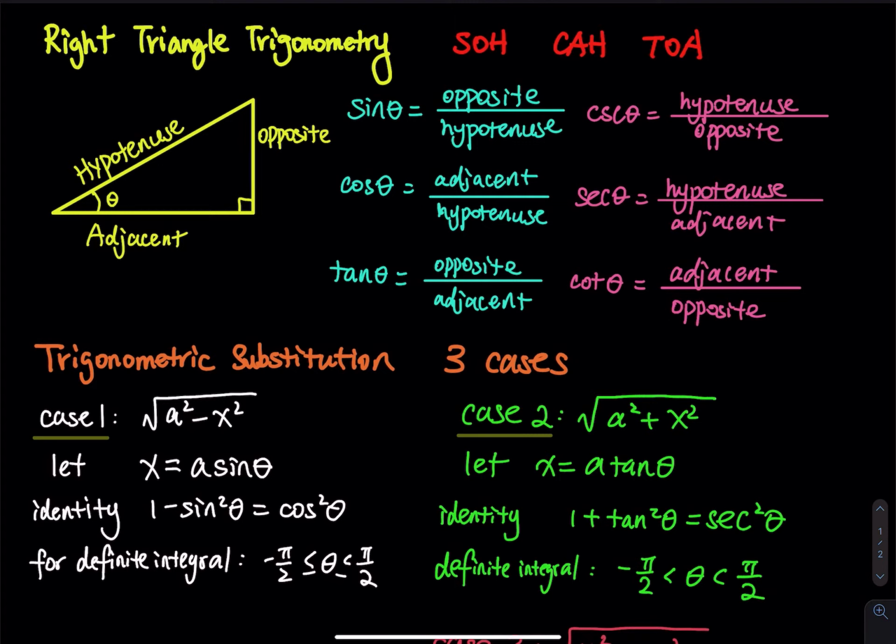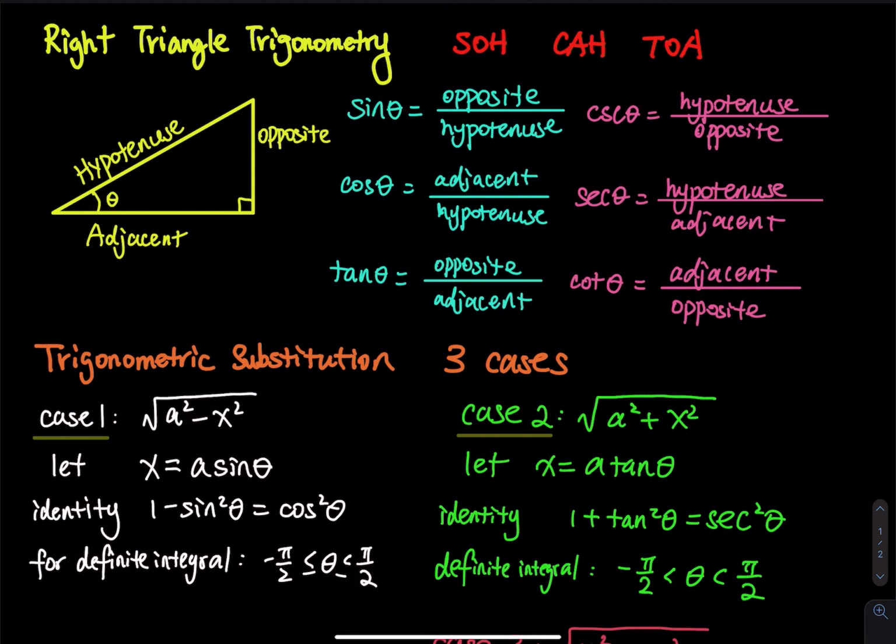So SOHCAHTOA, starting with the SOH. SOH means sine of theta equals opposite divided by hypotenuse. O and H, so SOH. And then CAH is cosine theta equals adjacent divided by hypotenuse. And then TOA is tangent theta equals opposite divided by adjacent. And then the pink on the right-hand side is the reciprocal of the blue.